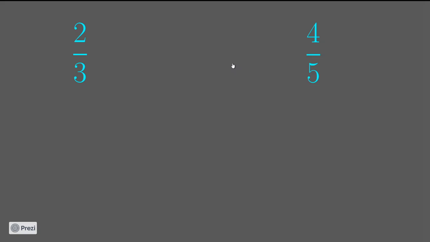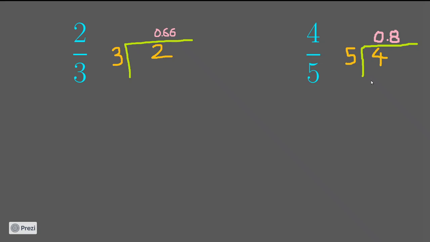And to see that, there are different ways of doing it. One method is just divide them. 2 divided by 3, take the decimal, you get 0.66. Pretty nice. Then do the same thing with 4 by 5, and 4 divided by 5 is 0.8, and you can say, oh great, 0.8 is the bigger one. That is one way of doing it.